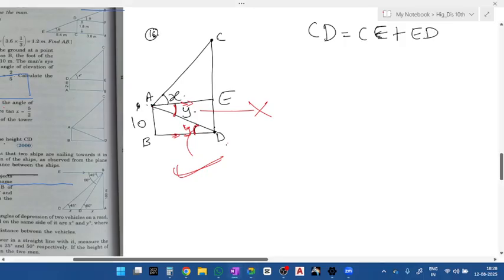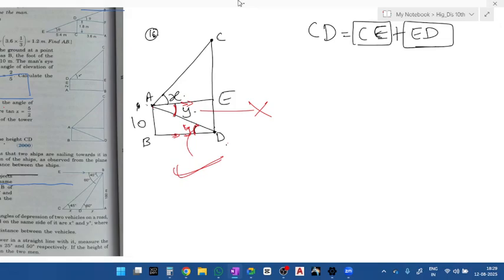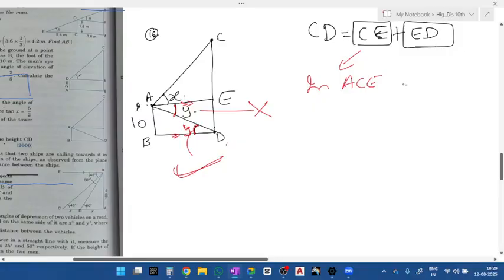CD is made up of what? That is CE and ED. How will you find ED, students? Now tell me, CE is in which triangle? So which two triangles do you have to take? If you want to find CE, you have to consider triangle ACE.